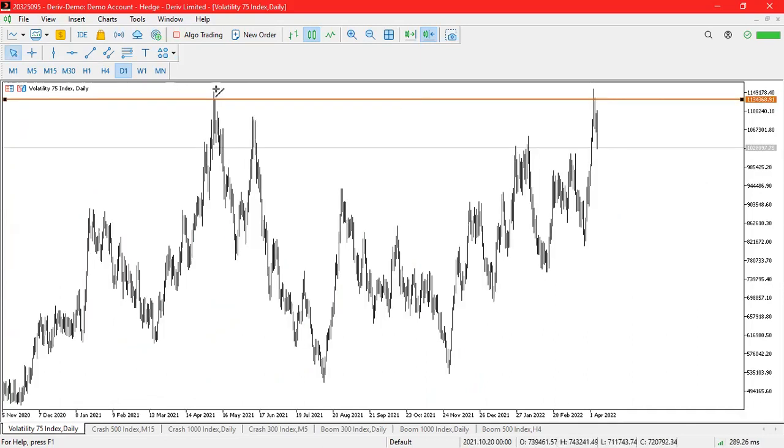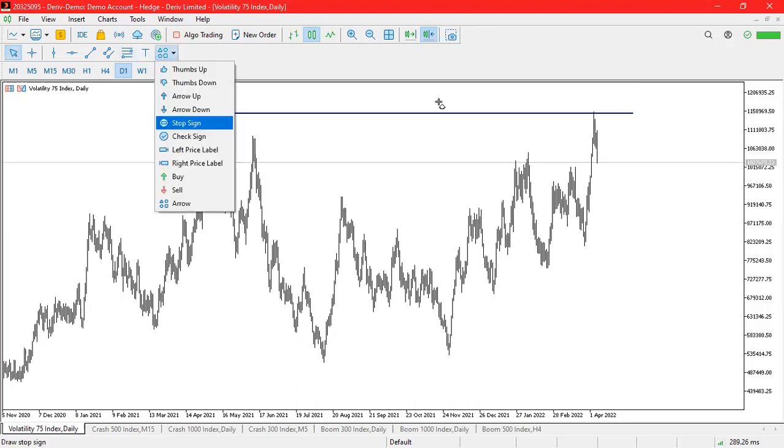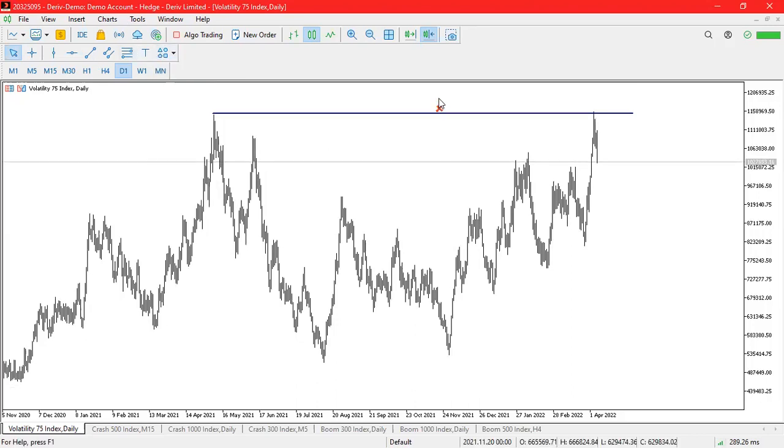This is how we do it, equalize accurately. You see, this is how we do it. These are equalized. In case I was in there, I should have sent the signal. So this is the equal high in a daily chart.